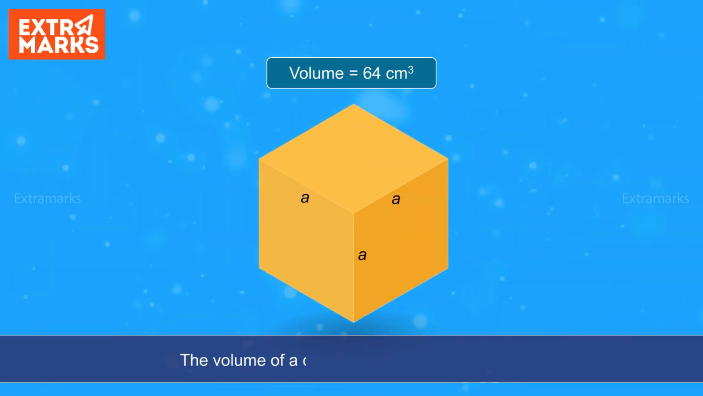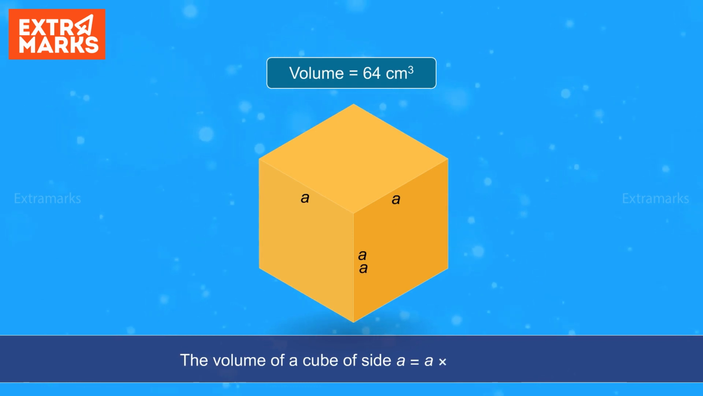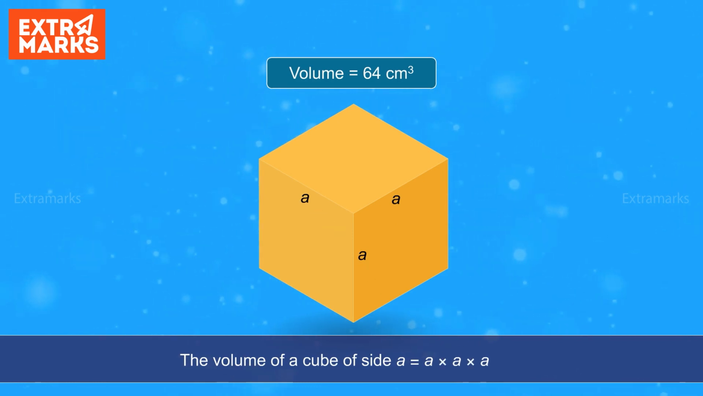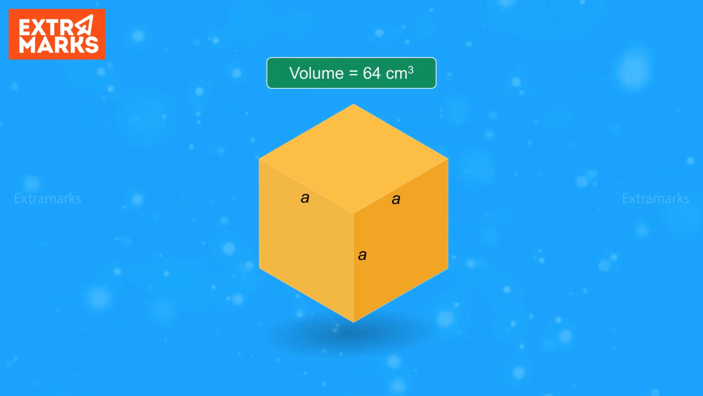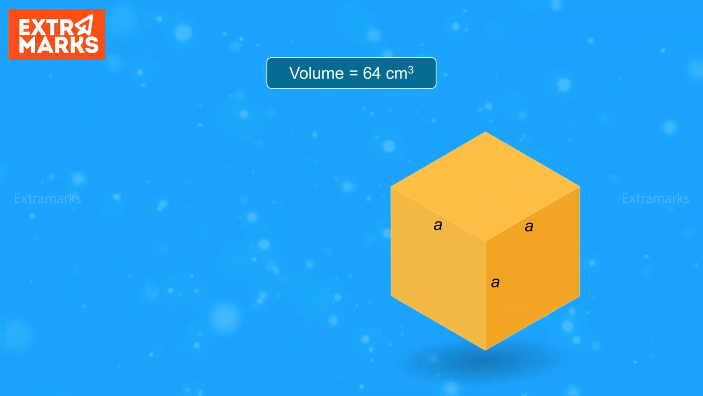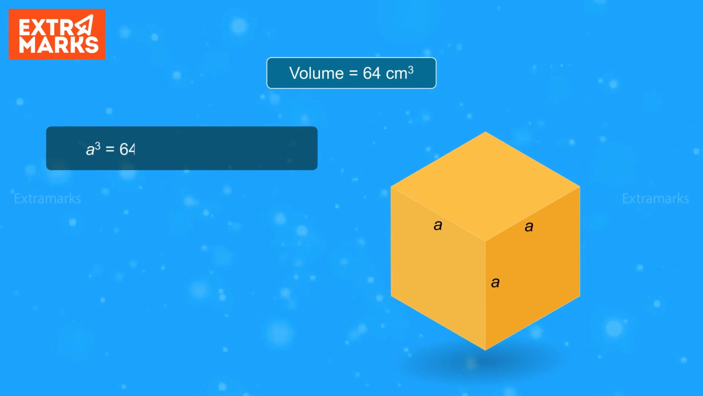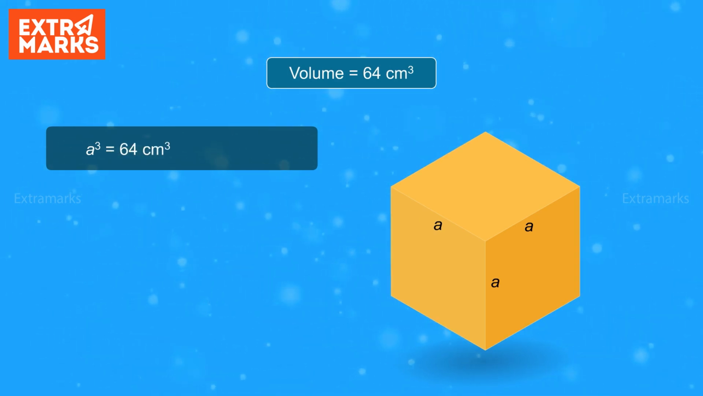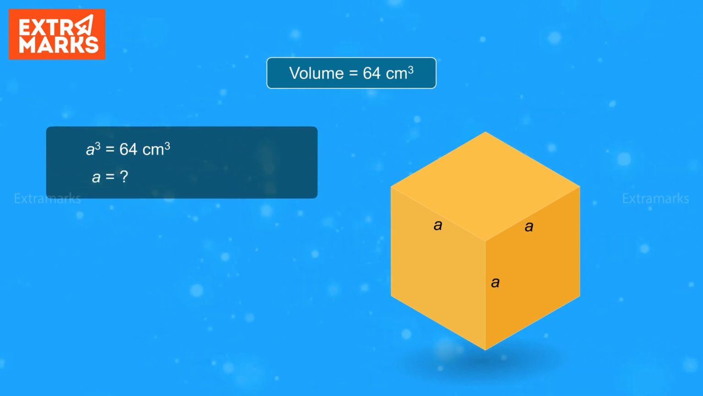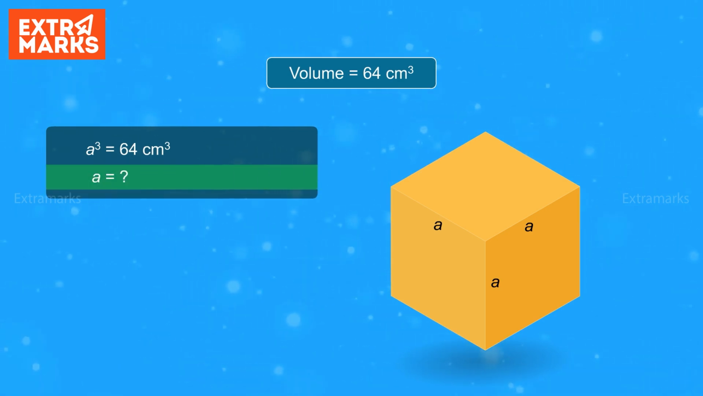We know that the volume of a cube of side A is A multiplied by A multiplied by A, that is A cubed. Since the volume of this cube is 64 centimeters cubed, therefore A cubed is equal to 64 centimeters cubed. Now we need to find the value of A from this equation. How will you do this? Let's try to find out.